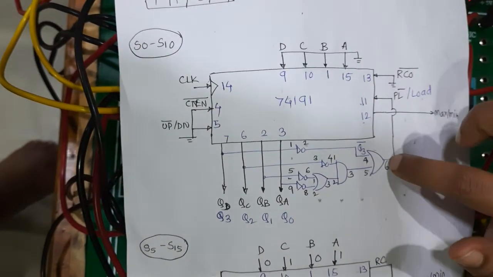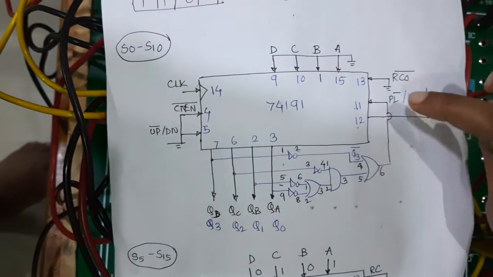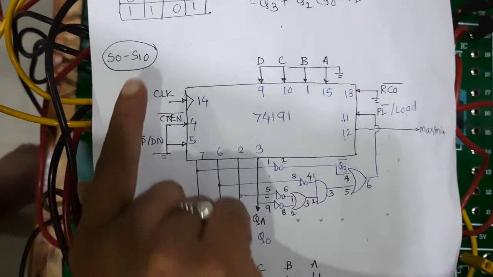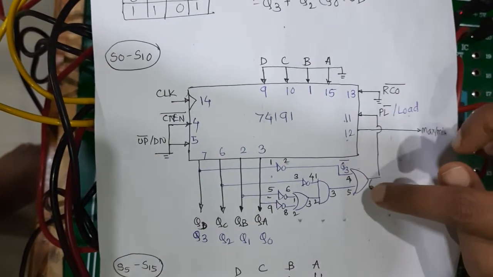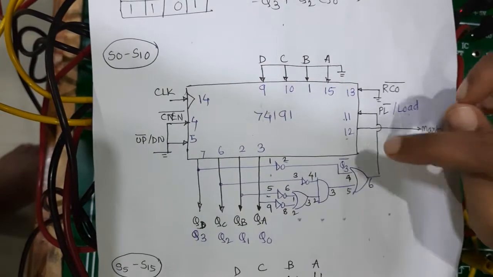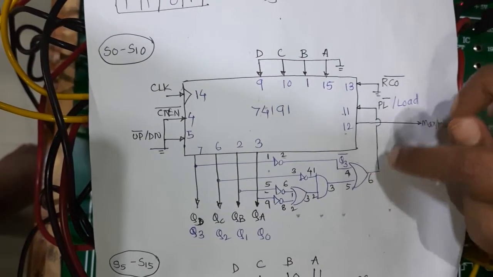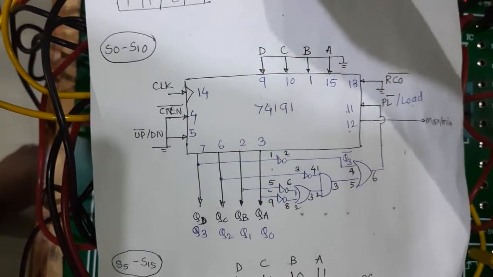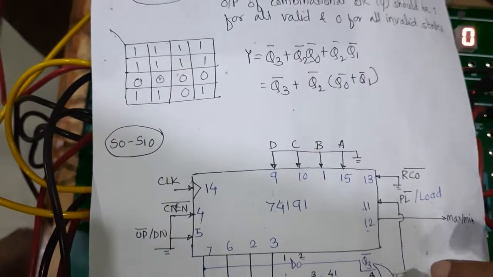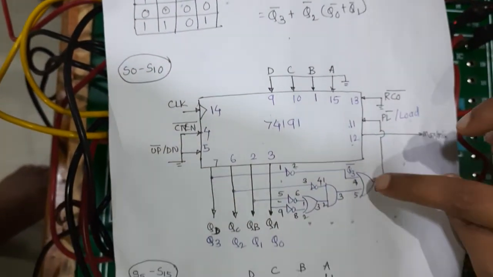For the rest of the states, it should give me the positive pulse. That is, from S0 to S10, this circuit should give me 1 as a value, and for the rest of the states it should give me the negative value. So based on that, this K-map and equation is generated and the circuit is drawn.